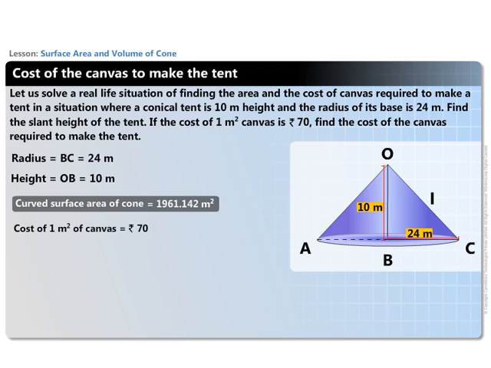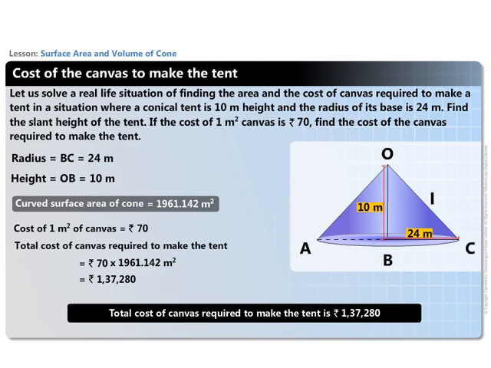If the cost of 1 meter square of canvas is Rs 70, then the cost of canvas required to make a tent is obtained by multiplying it with the curved surface area. Therefore, the total cost of canvas required to make the tent is equal to 1,37,280 rupees.